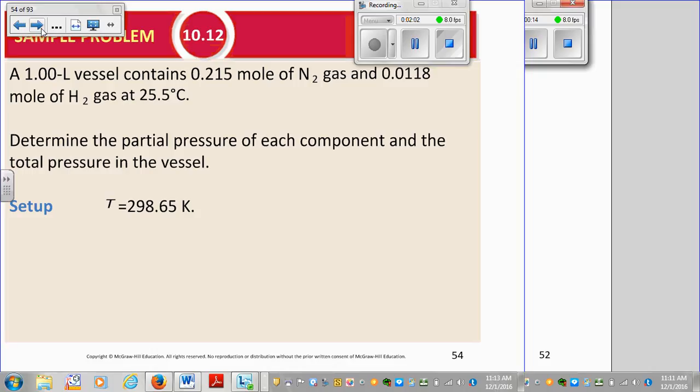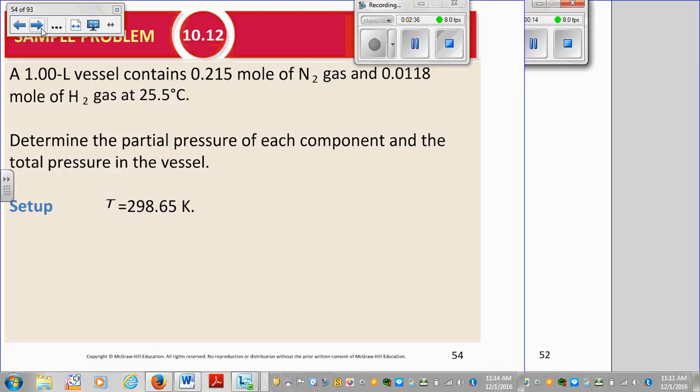All right. So here we have a 1 liter vessel that contains 0.215 moles of nitrogen gas and 0.0018 moles of hydrogen gas at 25.5 degrees C. Determine the partial pressure of each component and the total pressure in the vessel. Yeah, that doesn't have this equation in it. But we can use PV equals nRT to find the pressure.